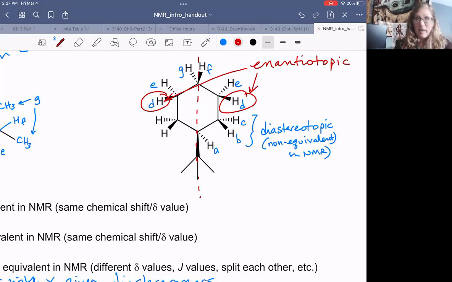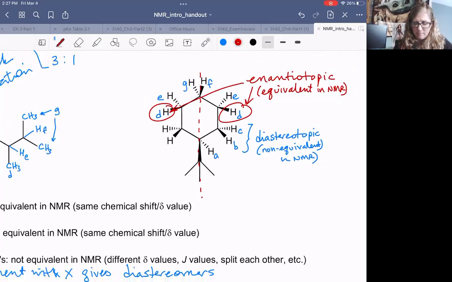But in an NMR, they are indistinguishable. Okay, so they are equivalent. They are the same in the NMR. So we're going to label them as the same proton type. We don't expect them to occur at the exact same place on the spectrum.